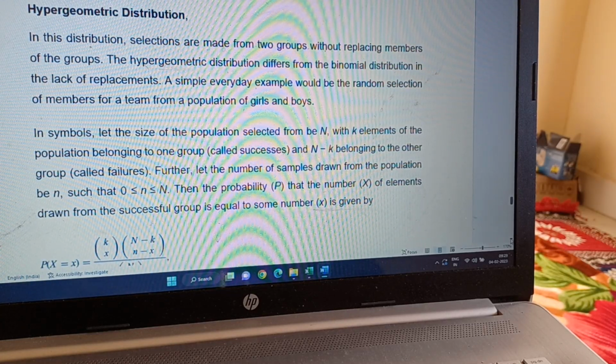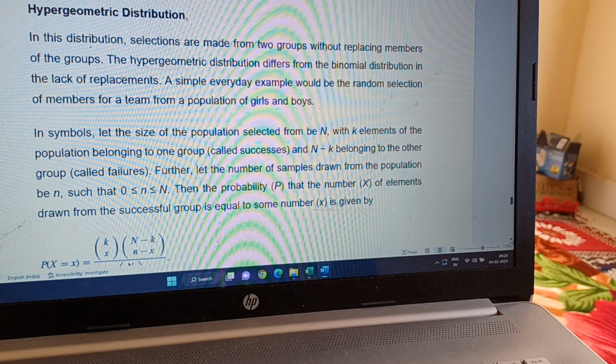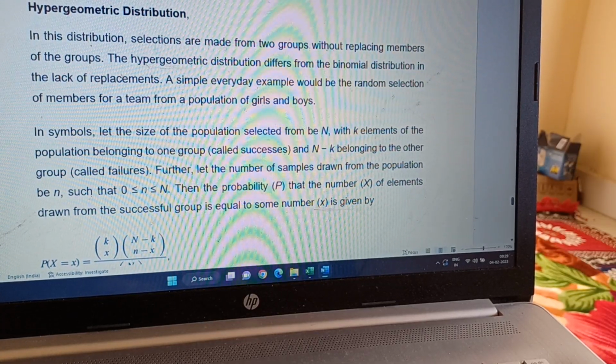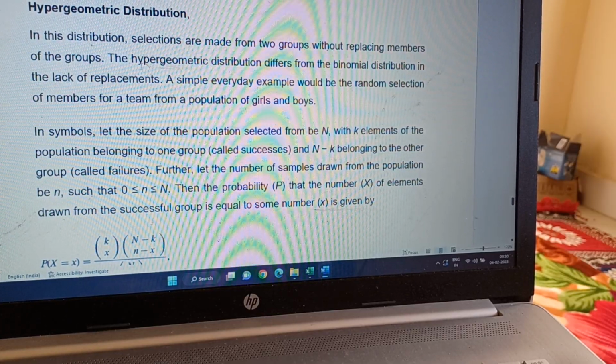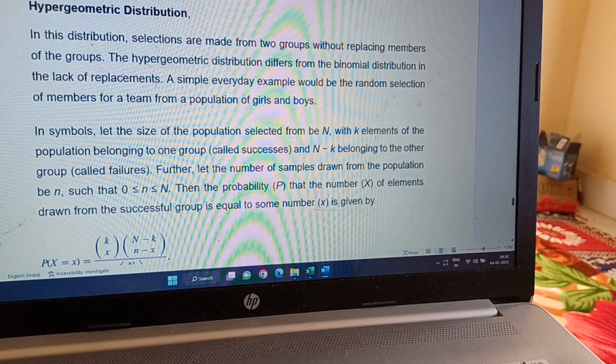This one is different from all other distributions. Here there is no replacement, so p will keep on changing and q will also keep on changing. So hypergeometric is different from geometric distribution, negative binomial distribution, and binomial distribution, because the trials are taken without replacement. It means the samples are taken without replacement, so p and q both change. The selection is made from two groups, not only one group but two groups, and it differs from the binomial distribution in the lack of replacement.